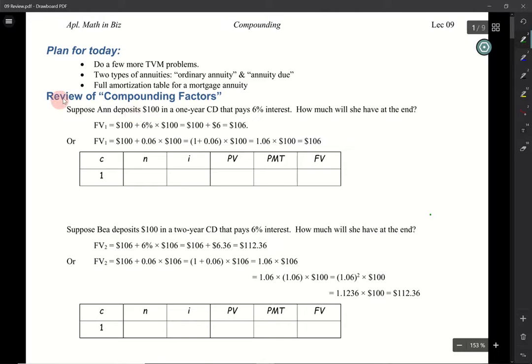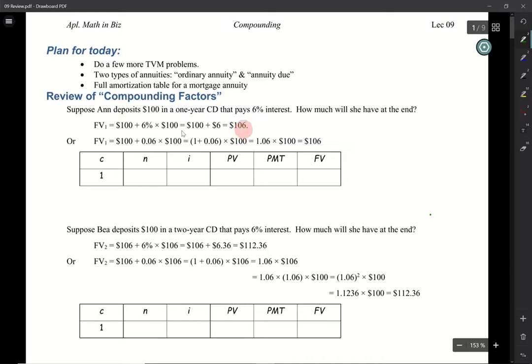Just as a review, suppose Anne deposits $100 in a 1-year CD that pays 6% interest. How much will she have at the end? You really don't need any framework to do something this simple. You want the future value at time 1, one year from now. She deposits $100, so you have your principal, and then you earn 6% additional by the end of the year, so at the end of the year you'll have $106.